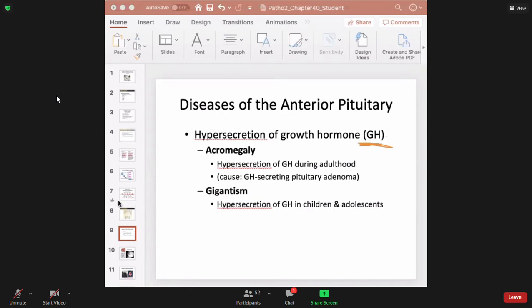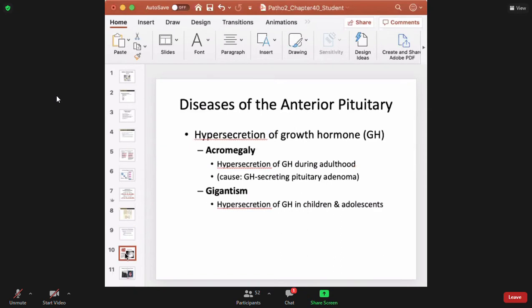Well, growth hormone and its counterpart, insulin-like growth factor 1, are pretty much all about upregulating growth of your soft and bony tissues. So if you have a hypersecretion of growth hormone, what's going to happen here? You're going to have excess growth of soft and bony tissues. And that excess growth could occur as a child before your epiphyseal plates close, or as an adult after your epiphyseal plates close. So acromegaly is a hypersecretion of growth hormone as an adult, and giantism is hypersecretion of growth hormone as a child or adolescent.